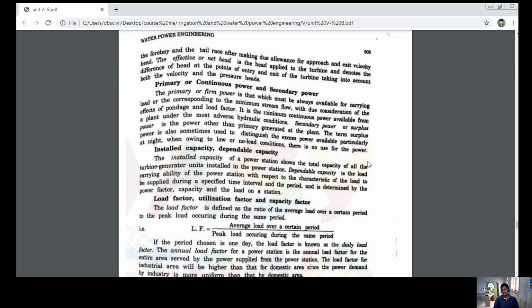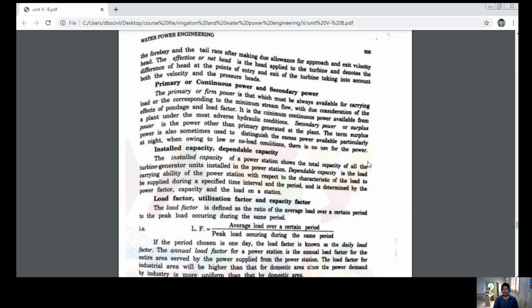These two topics, installed capacity and dependable capacity: the installed capacity of the power station shows the total capacity of all the turbine generator units installed in the power station. Dependable capacity is the load carrying ability of the power station with respect to the characteristic of the load to be supplied during a specific time interval and period, and is determined by the power factor, capacity and the load of a station.